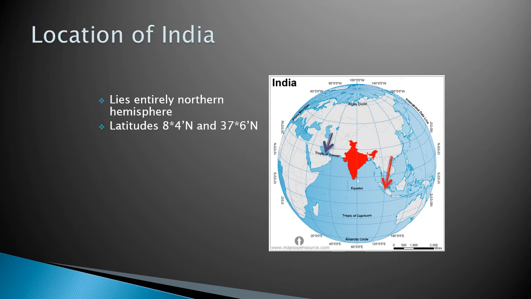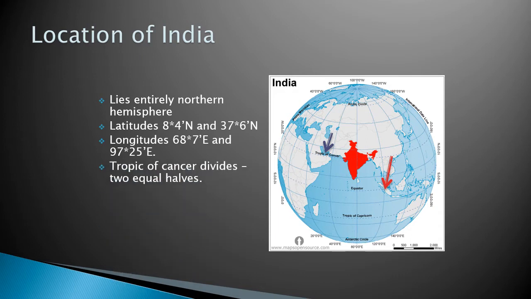Both the latitudes are showing north because India lies in the northern hemisphere, and the style of reading latitude is different, children. As we know, the highest unit of latitude is degree and the smallest unit of latitude is minutes. Hence, the apostrophe mark after 4 and 6 signifies that 4 and 6 are minutes. The longitudes of India are 68° 7 minutes east and 97° 25 minutes east.